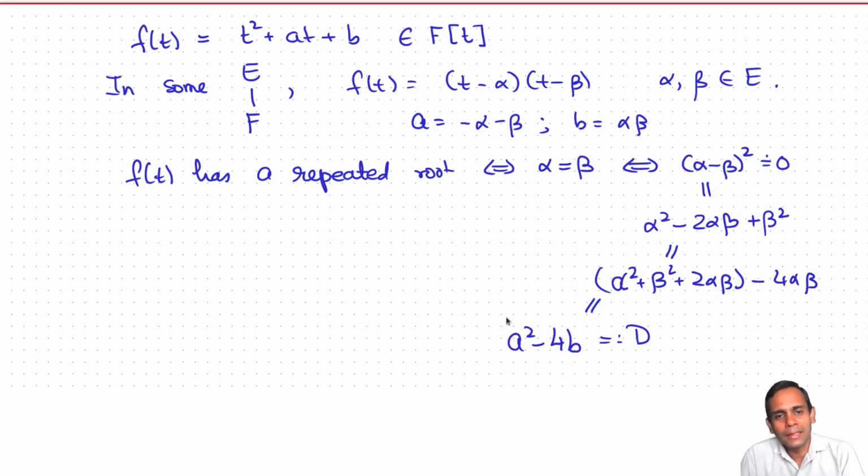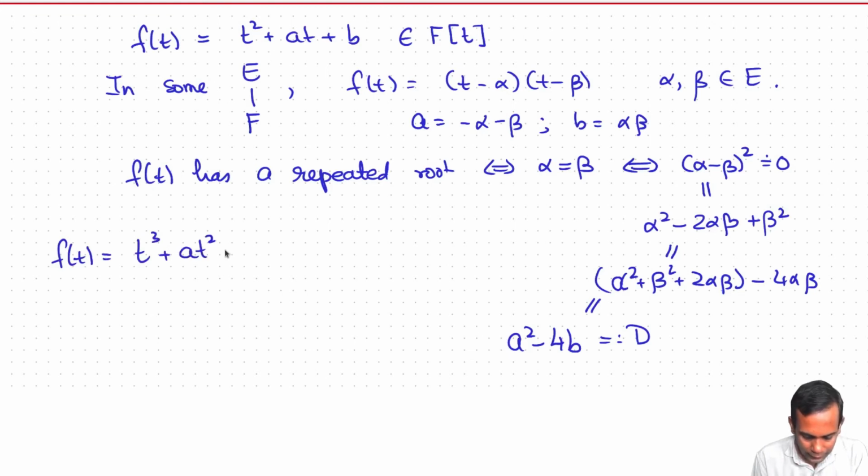So you can express the condition for having a repeated root in terms of the vanishing of a polynomial in the coefficients. Of course, you could have done this using the formula for the roots of a quadratic polynomial as well. But the nice thing of this method is that you can apply the same thing to higher degree polynomials. Suppose I had a cubic polynomial, t cubed plus at squared plus bt plus c. Then I can take delta to be the polynomial.